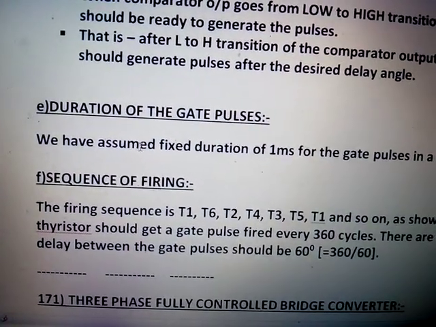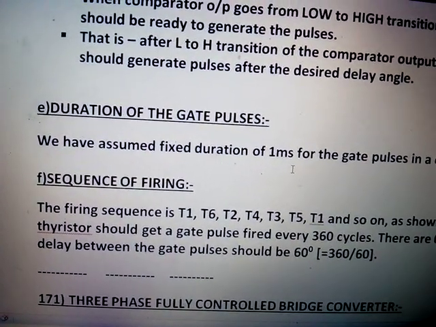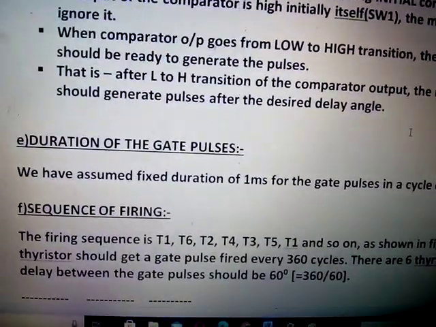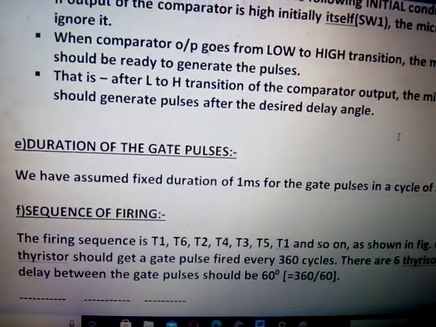And the duration of gate pulses, here we have assumed 1 millisecond for the 20 milliseconds cycle. Depends, you may give 2 milliseconds, depends.